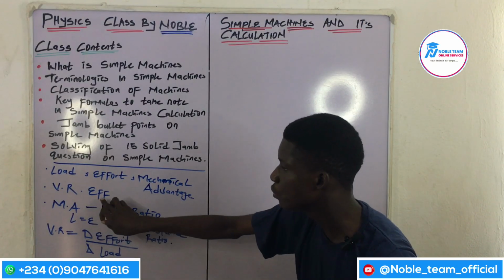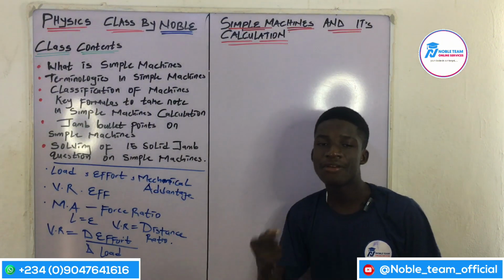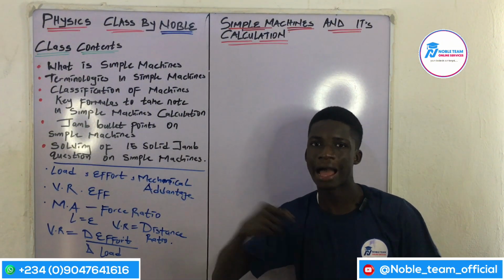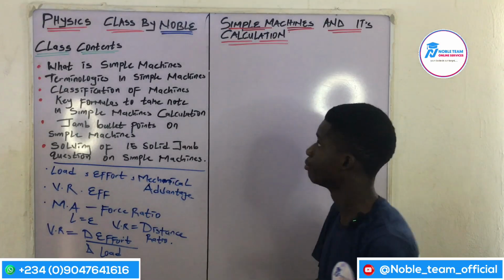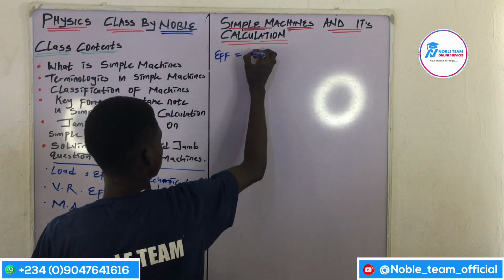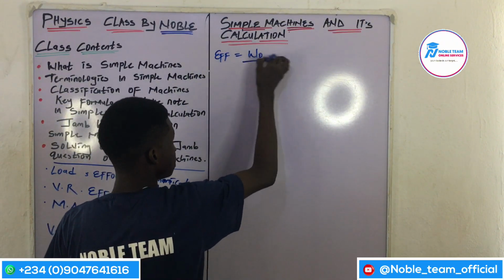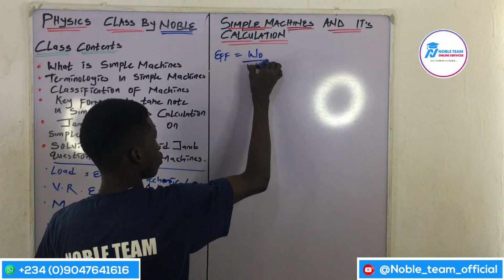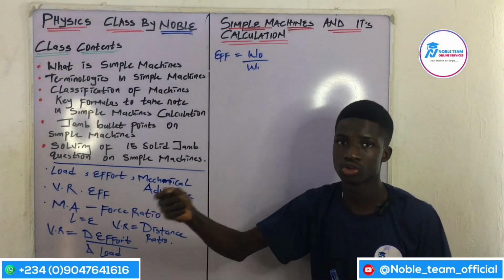Now let's look into this efficiency. Efficiency is the ratio of work output to work input. So EF is equal to work output, which is WO, I'm going to represent it with this short form, and work input, WI. This is what I mean. It is the ratio of work output to work input.